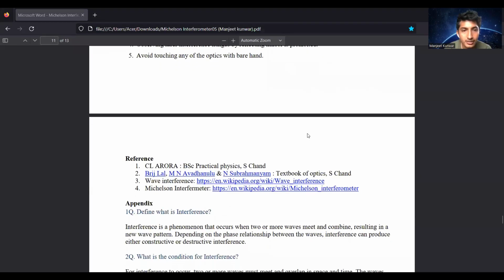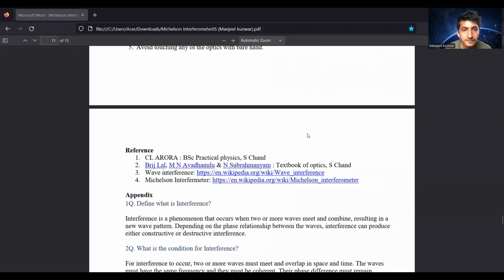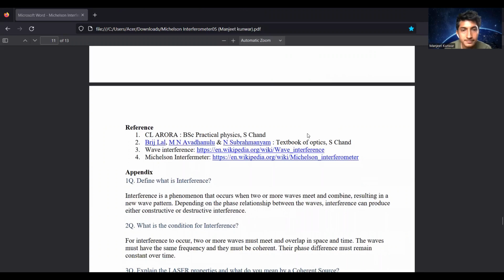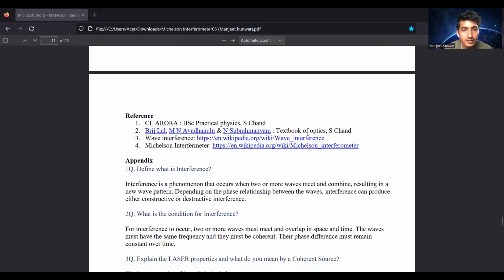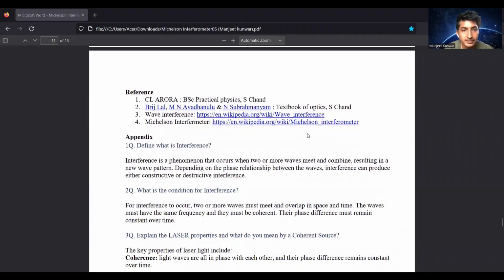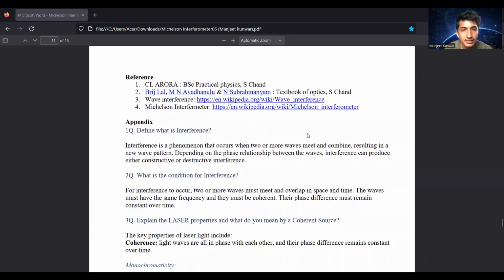And last but not least, references and appendix. I have taken references from C.L. Arora, BSc Practical Physics, S. Chand publication, and I have used a textbook of optics, which is also S. Chand, and wave interference, which is taken from Wikipedia, Michelson Interferometer, which is also taken from Wikipedia, and some viva questions I have attached in the appendix. Define what is interference.